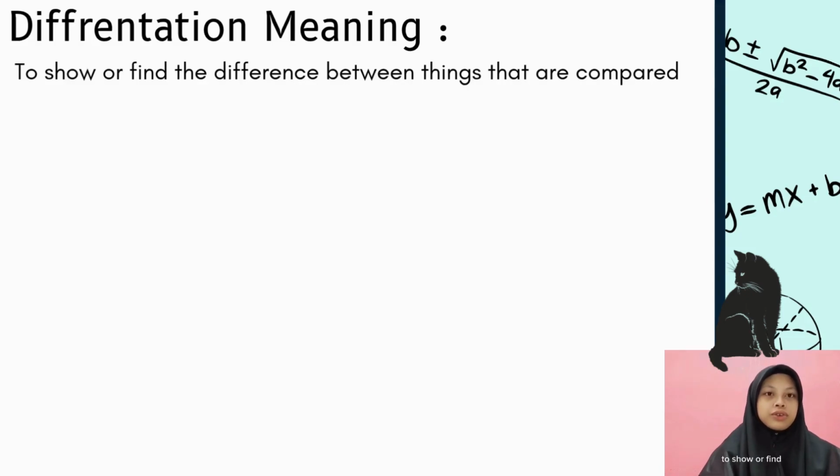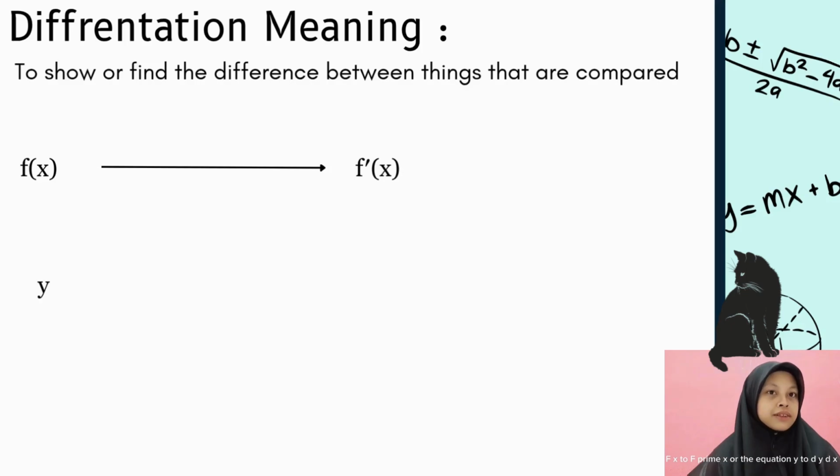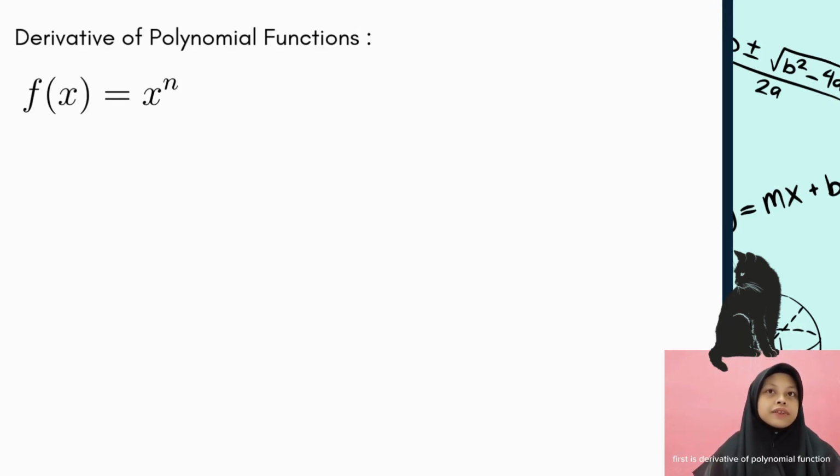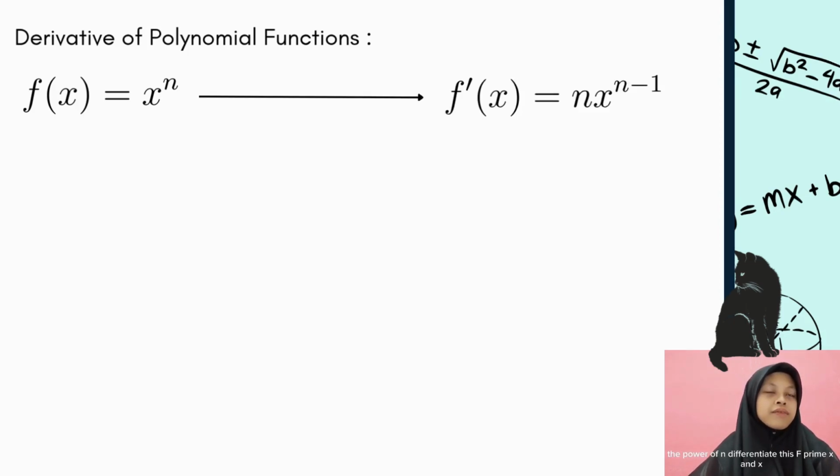What does differentiation mean? To show or find the difference between things that are compared. Differentiation is when we differentiate the equation f(x) to f'(x), or the equation y to dy/dx. Rules of differentiation. First is the derivative of a polynomial function. Here we have f(x) equals x to the power of n. Differentiate this, f'(x) equals n x to the power of n minus 1.